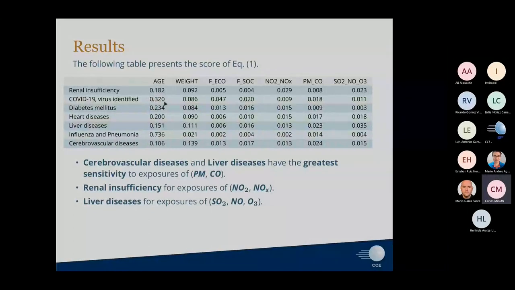For example, in influenza, pneumonia is the most important variable with 0.7. Later, after that, for COVID, the age. The weight is for liver disease and cerebrovascular disease. And you can see that for the factors of PM and CO, the cerebrovascular disease and liver disease have the greatest sensitivity to exposures of these pollutants. For the nitrogen oxides, renal insufficiency is the disease with the highest sensitivity to these exposures. And liver disease is most sensitive to exposures of sulfur dioxide, carbon, and ozone.